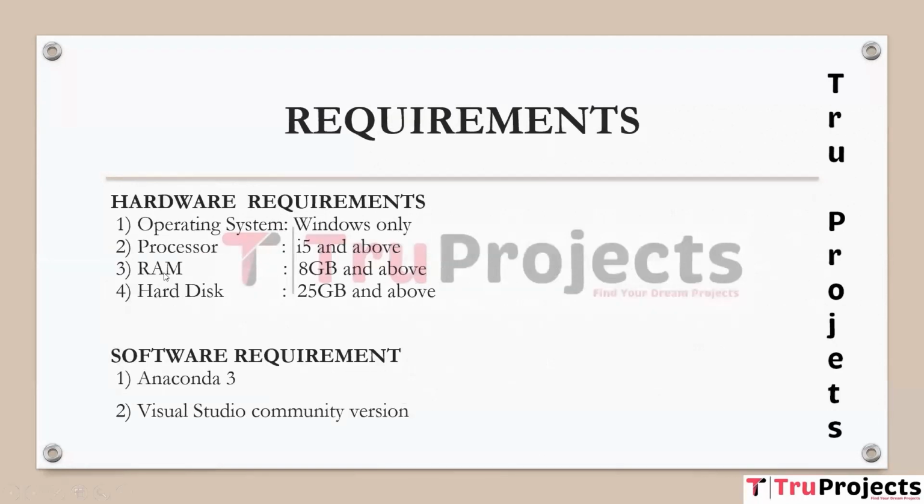These are the requirements needed to implement the project. In hardware requirements, operating system of Windows, processor of i5 and above, RAM of 8 GB and above, and hard disk of 25 GB and above. Coming to software, we need Anaconda 3 and Visual Studio Community version.